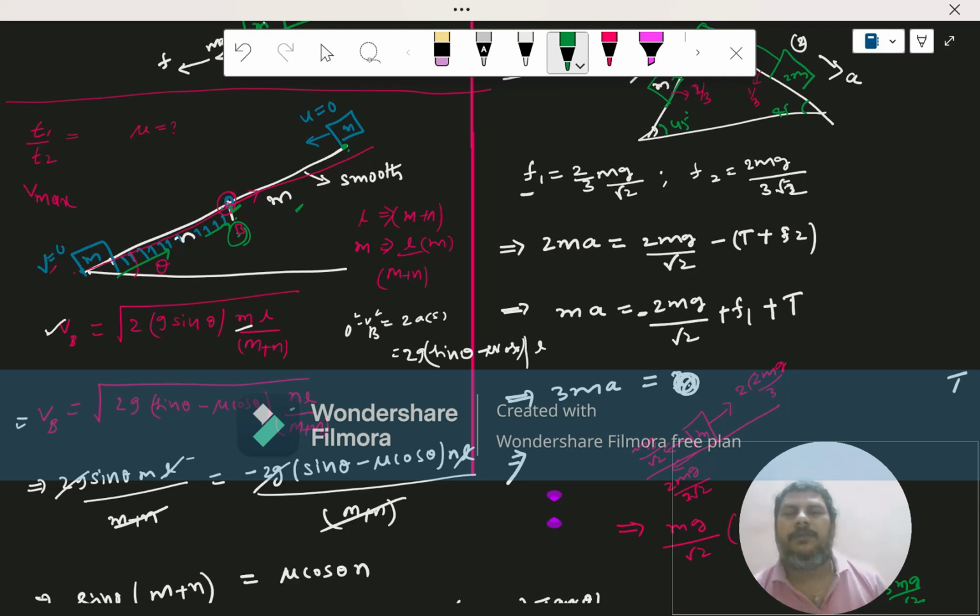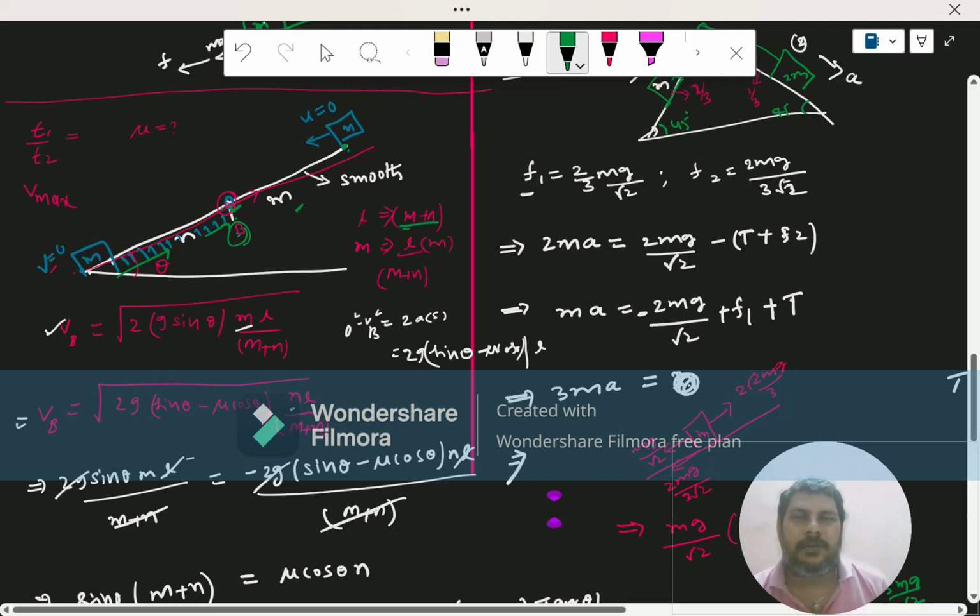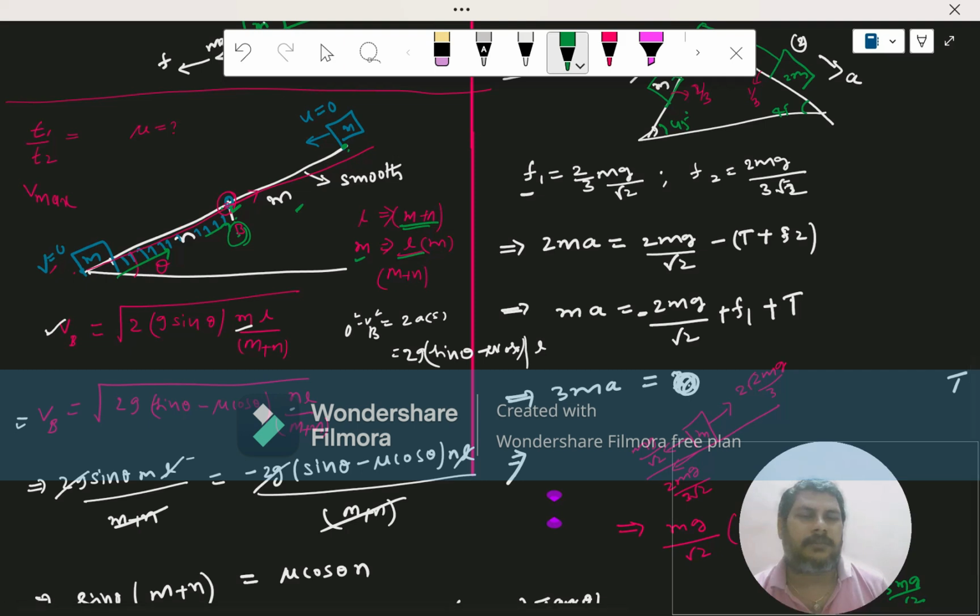Now see, the velocity VB on the smooth surface is equal to root of 2g sin theta into the length, where the length is ml by m plus n. Because the length L of the incline is divided into m plus n ratio, therefore m is equal to total length into m by m plus n. Similarly, the n part of the incline is L into n by m plus n. You know this very well from NLM. So now velocities will come like this.